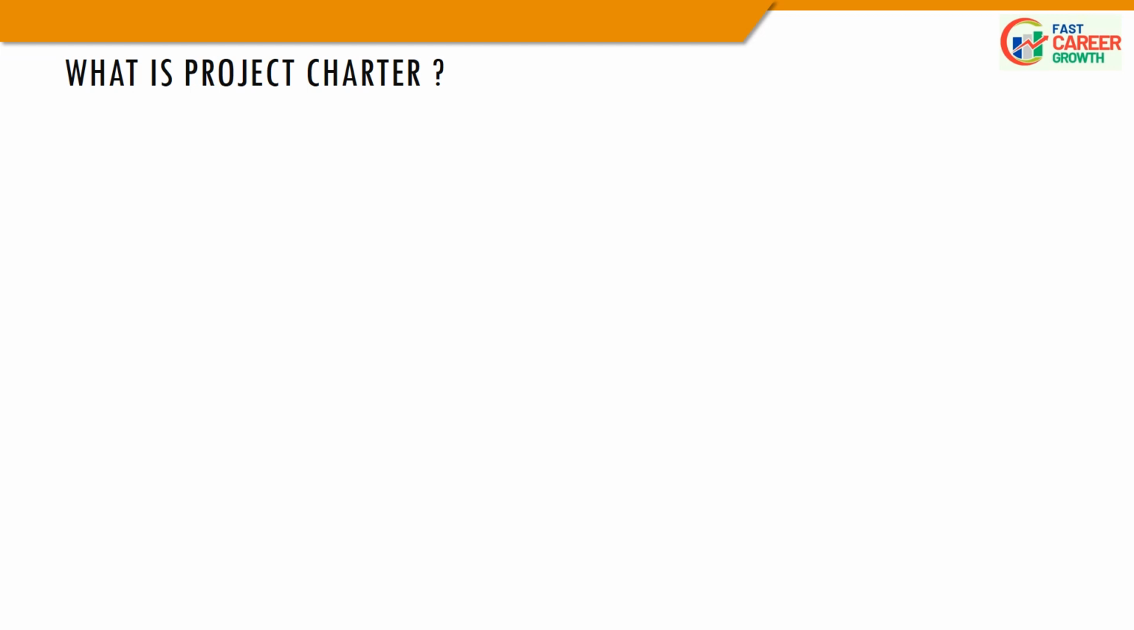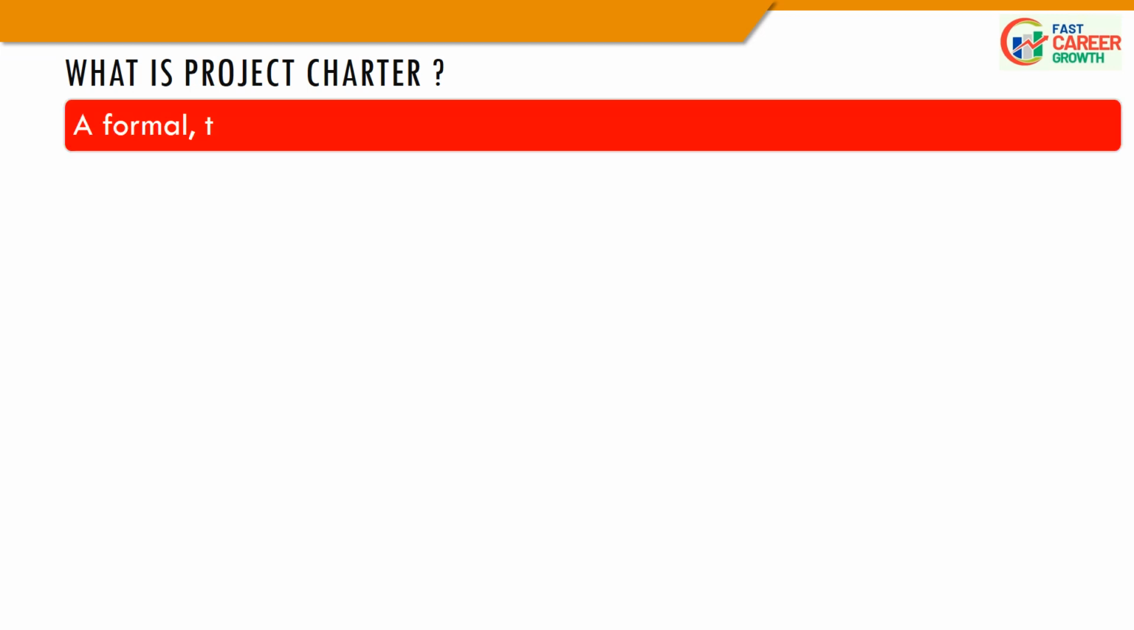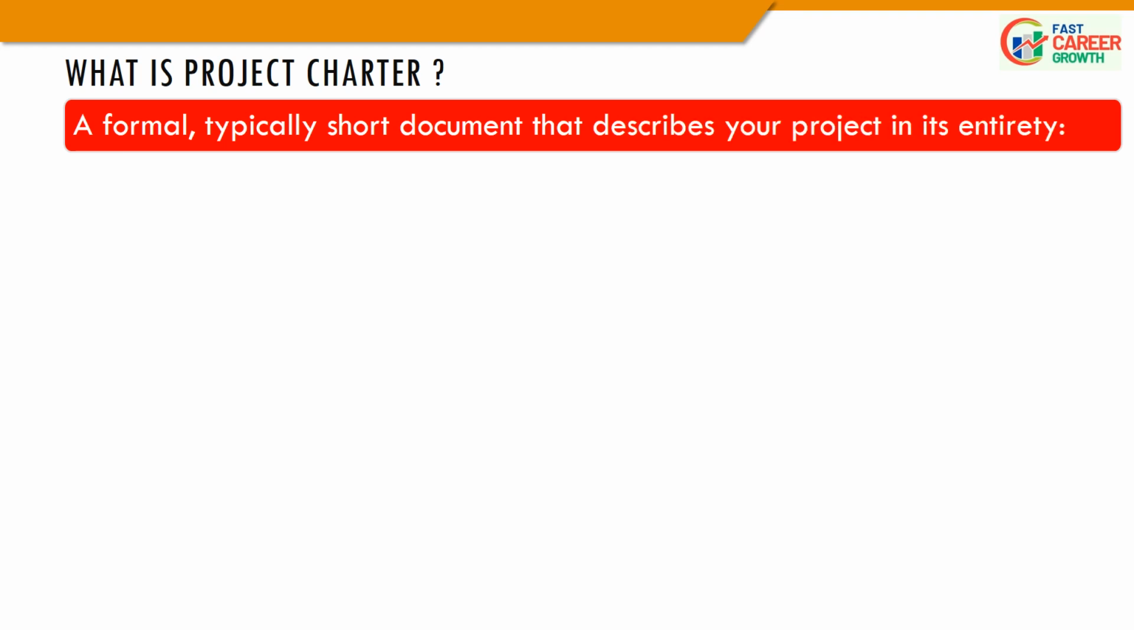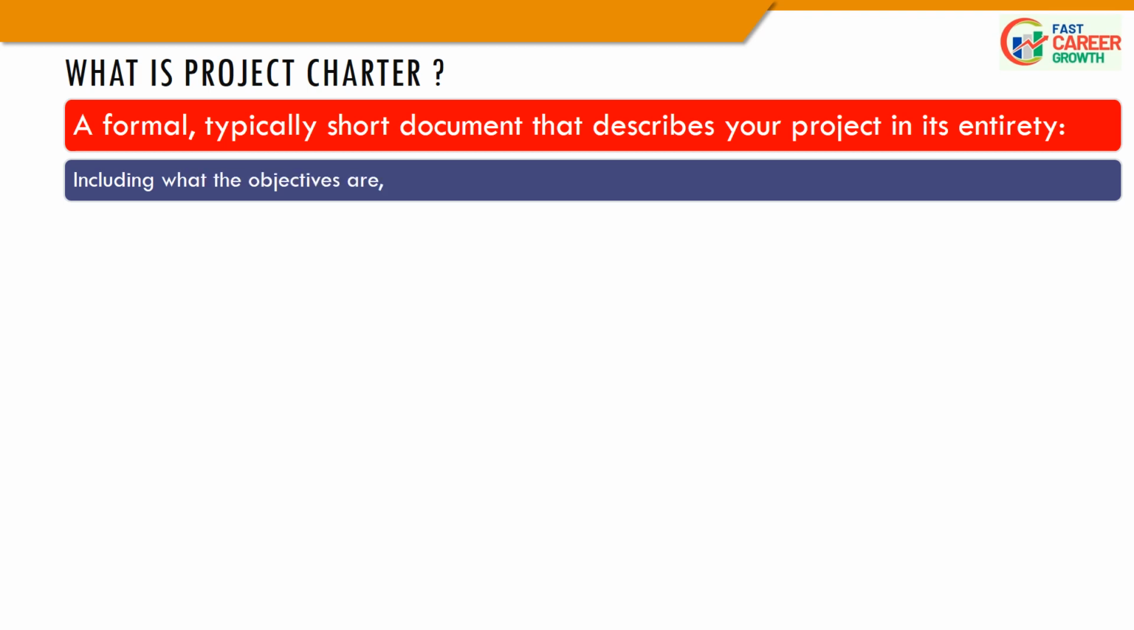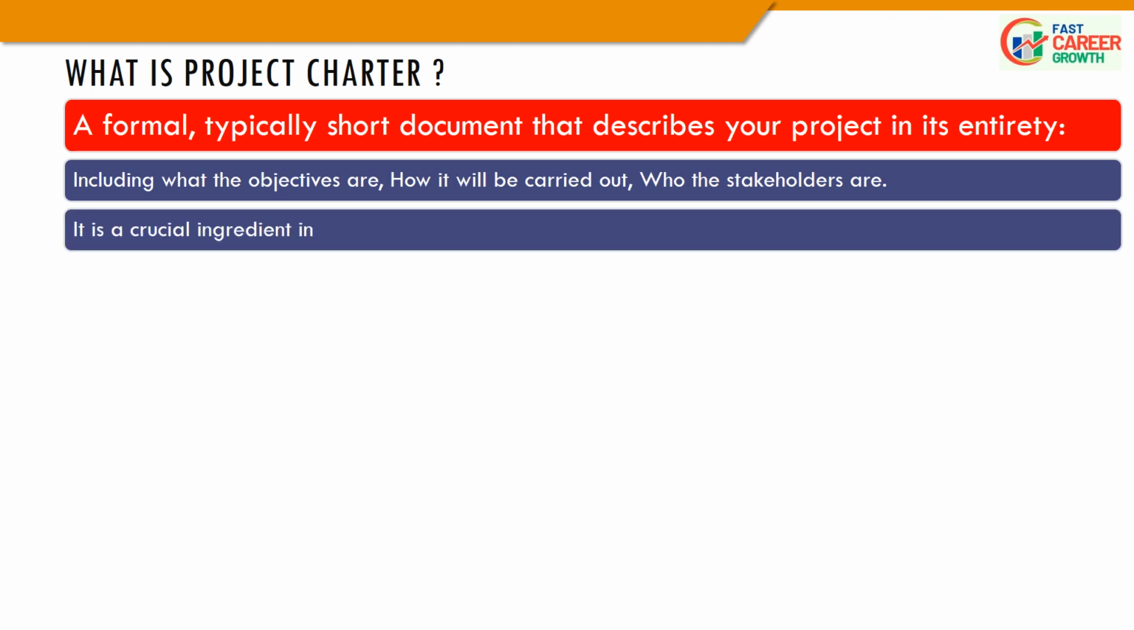It is a formal, typically short document that describes your project in its entirety. It includes what the objectives are, how it will be carried out, and who the stakeholders are. It is a crucial ingredient in planning out the project because it is used throughout the project life cycle.